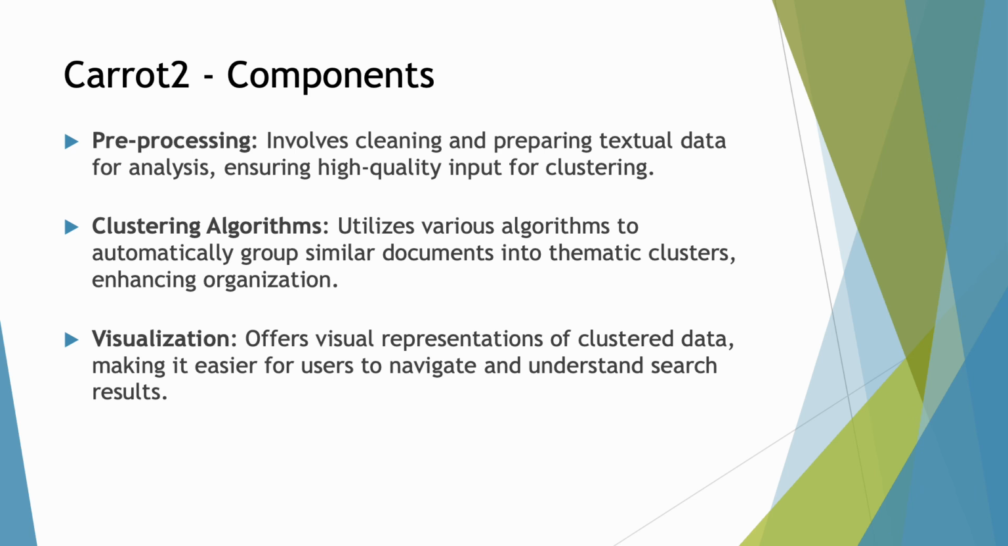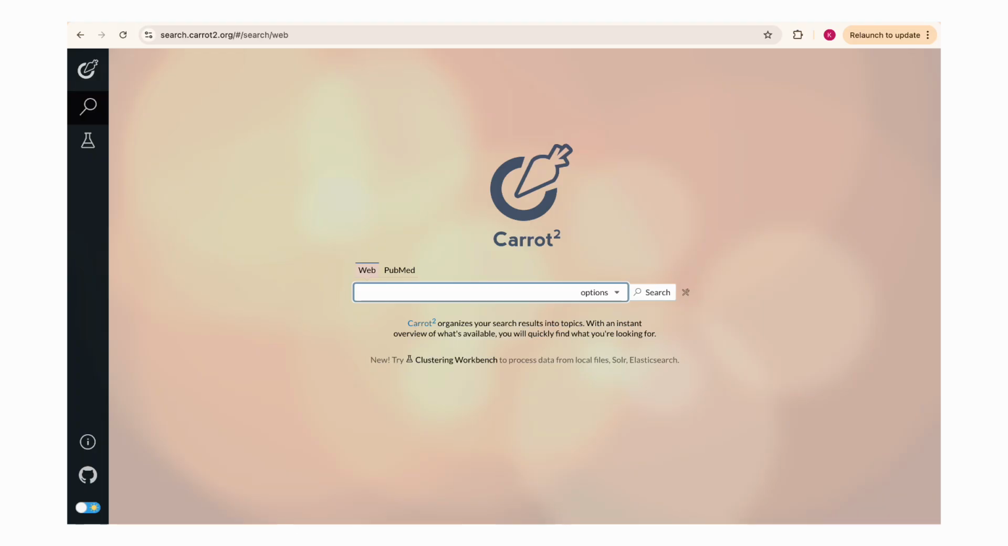The third component of Carrot 2 is visualization, which we have already talked about, which means the user can understand the information by seeing visual things like pie charts or tree structures. This part offers a visual representation of the clustered data and makes it easier for users to navigate.